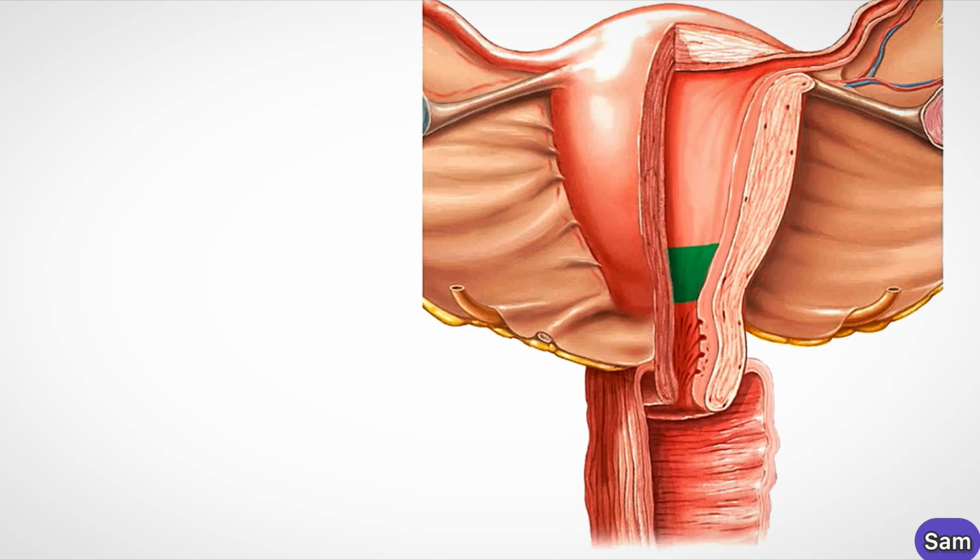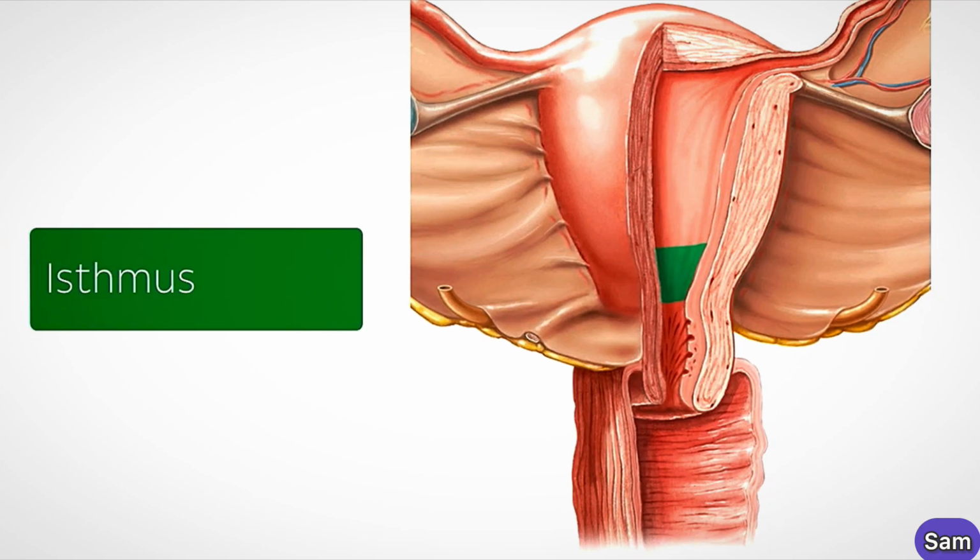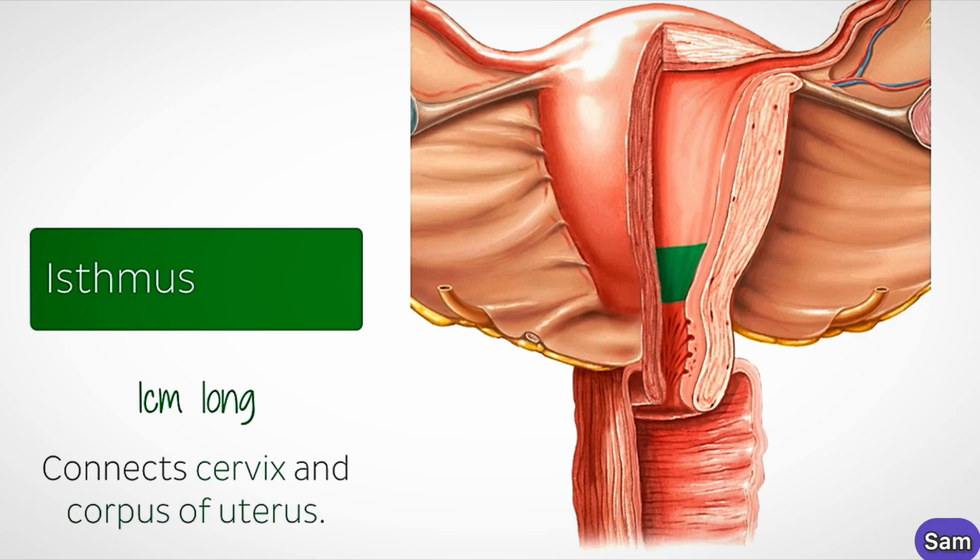And let's now take a look at the next part of the uterus. The second part of the uterus is known as the isthmus, which you can see highlighted in green in this image. And the isthmus is a narrowing of the uterus that's around 1 centimeter long, connecting the cervix and the corpus of the uterus.